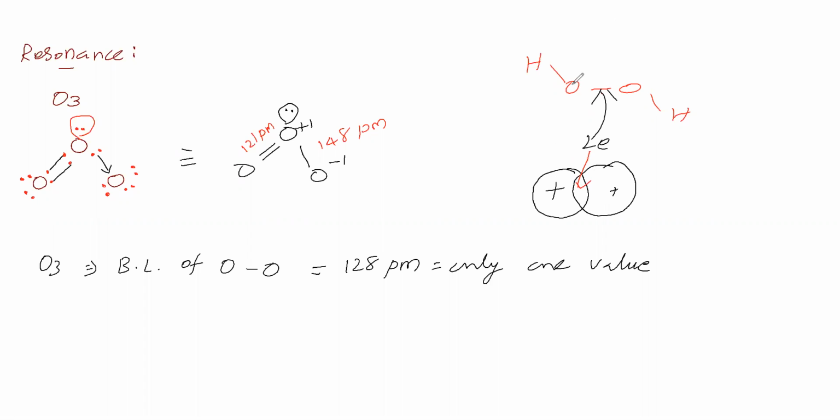Now the nucleus of this oxygen is attracting these two bonding electrons. Simultaneously, the two bonding electrons are attracting this nucleus of oxygen and that nucleus of oxygen. Therefore, due to attraction, the bond is formed. Overlapping takes place, therefore the bond is formed.